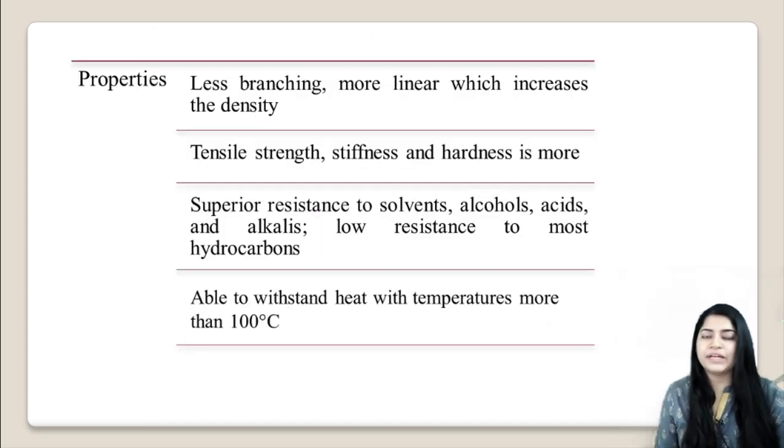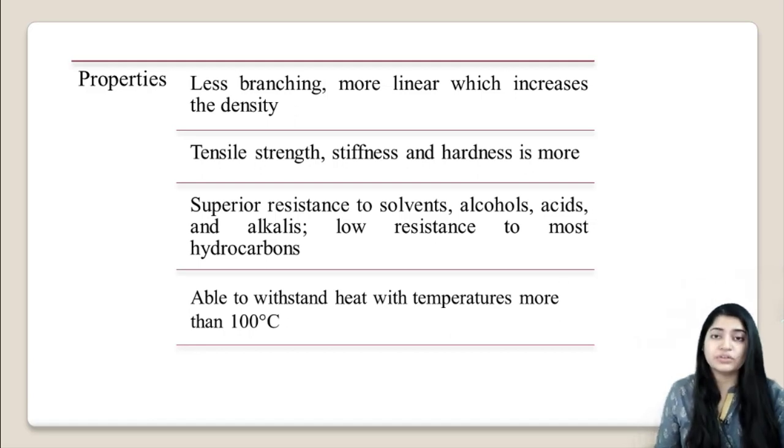Now the properties here are, as less branching is there and more linear structure is obtained for your high density polymer, it means the density is what here? High, because branching is less. The tensile strength, stiffness and hardness are more. It is the reverse of what? LDPE. Ductility is not high here. It has superior resistance to solvents, alcohol, acids and alkali, but it has low resistance to hydrocarbons. So these are the properties of your HDPE.